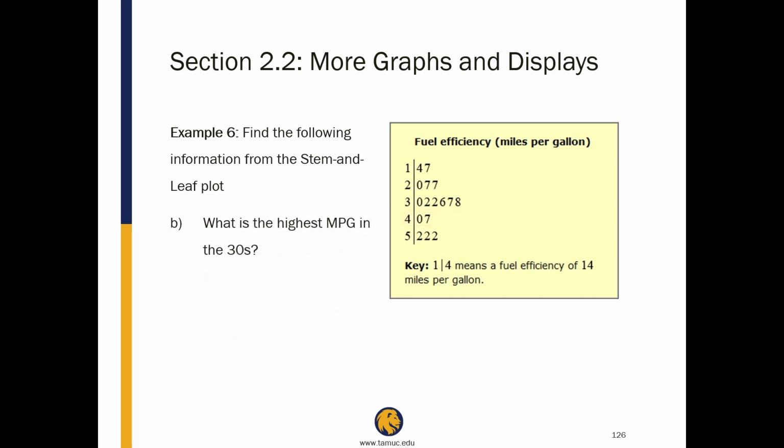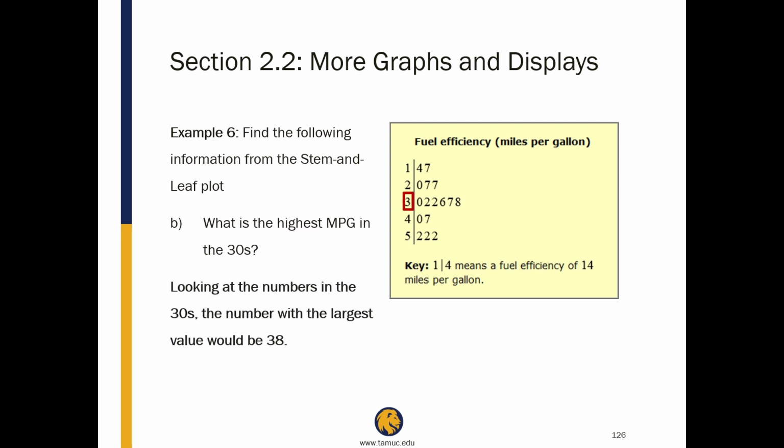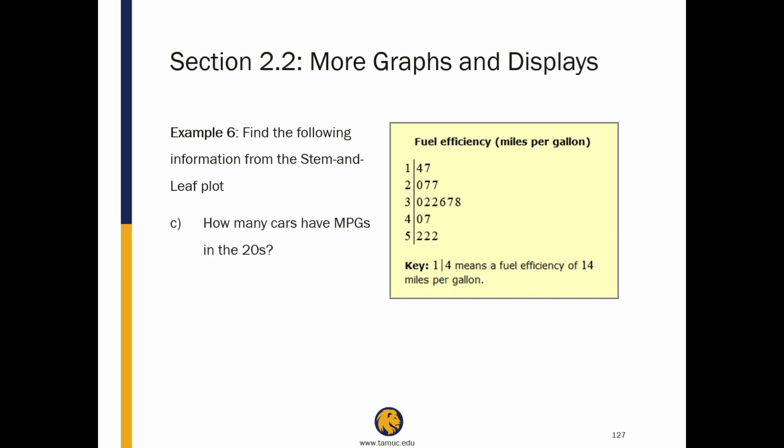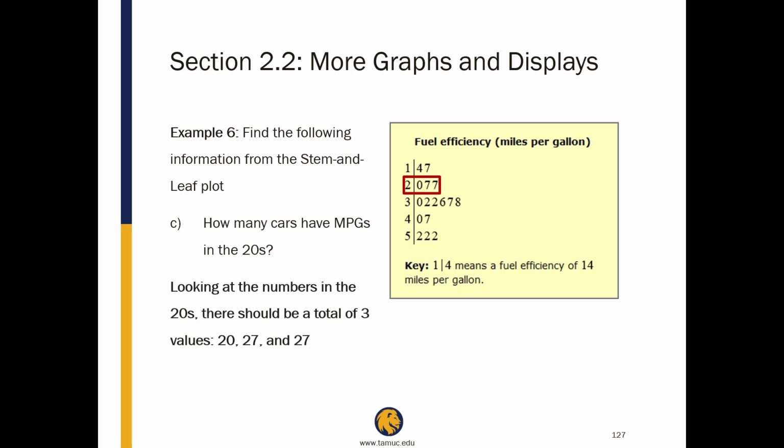The next question is, what's the highest MPG in the 30s? If we look at the numbers in the 30s, which have 3 in the tens position, the largest number in the ones position is the 8. So 38 would be the largest value in the 30s according to this stem plot. And then how many cars have MPGs in the 20s? Looking at the numbers that have 2 in the tens position, we have a 0, 7, and 7. So that refers to a 20, a 27, and a 27. So that would be 3 values within the range of the 20s.